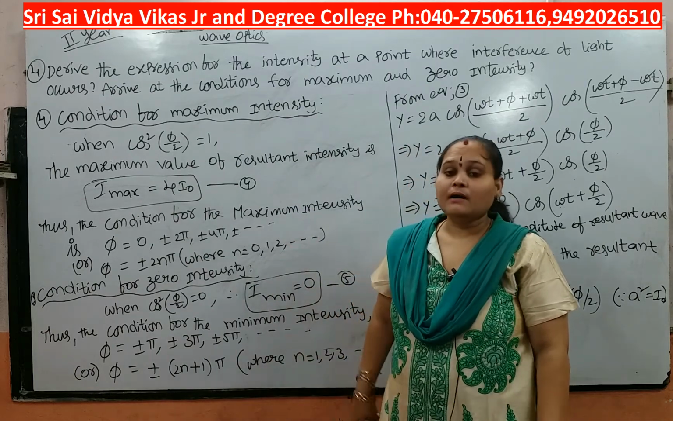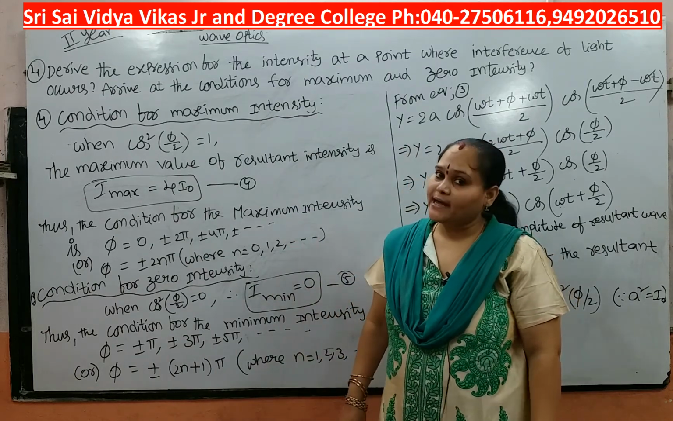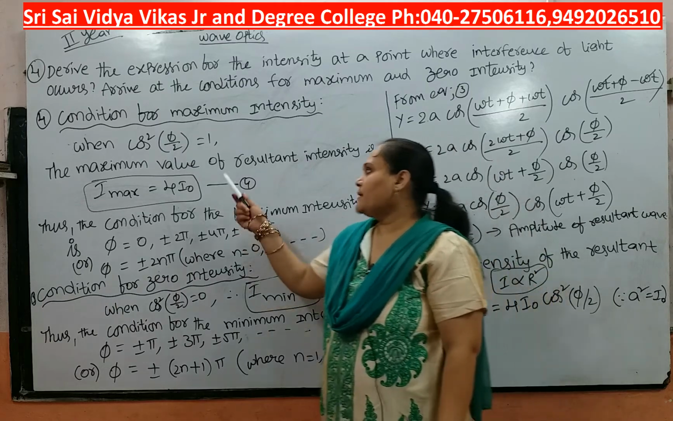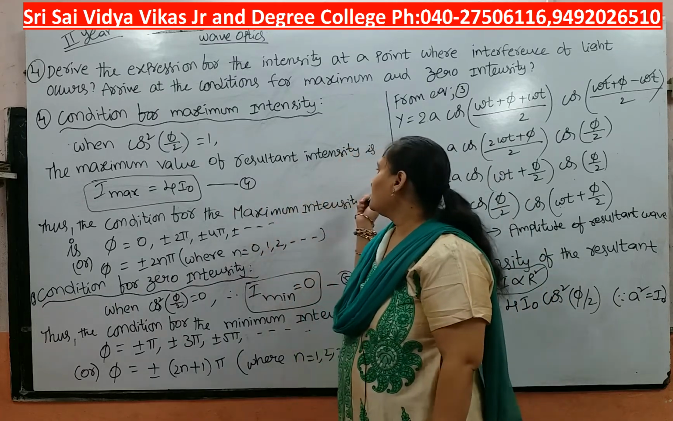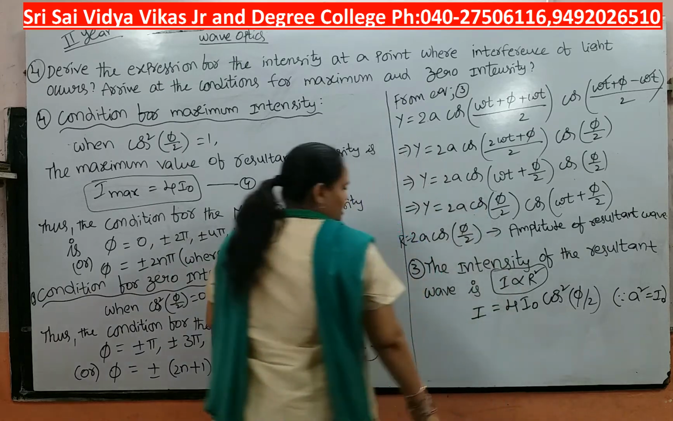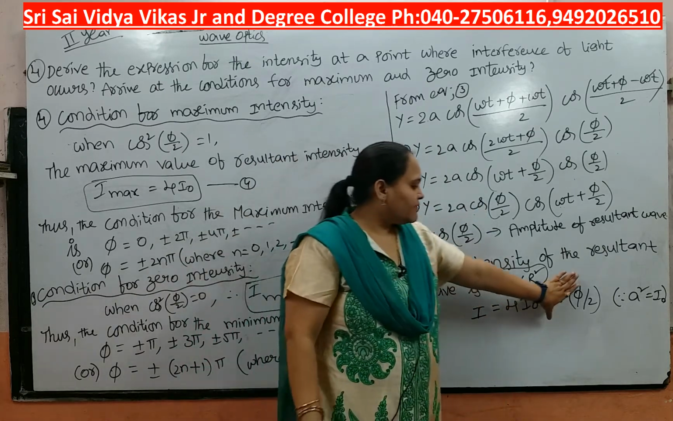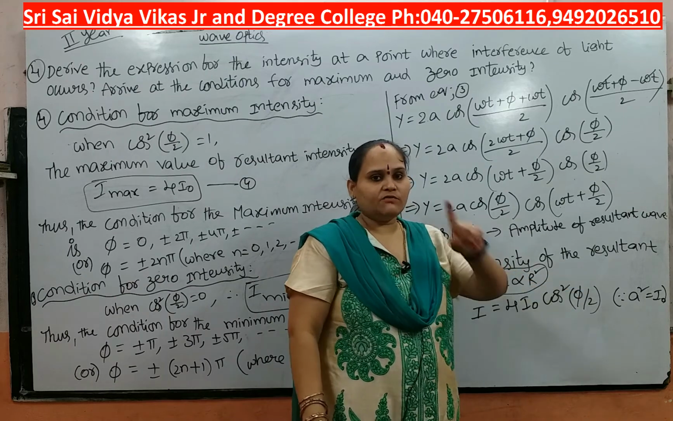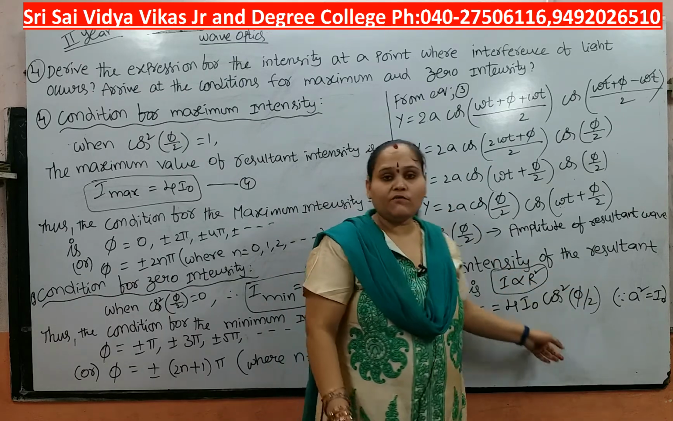We will get the resultant intensity as the maximum intensity. So the maximum value of the resultant intensity will be I maximum, where cos square phi by 2 is replaced with 1. Then we will get I equal to 4 I naught.